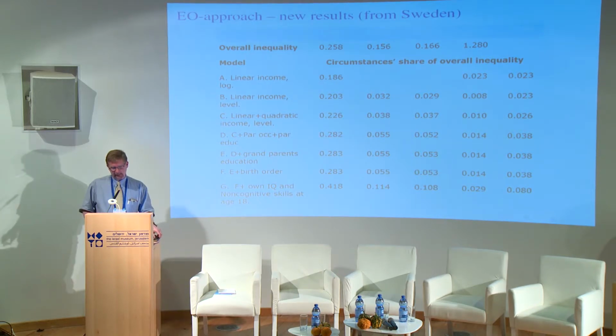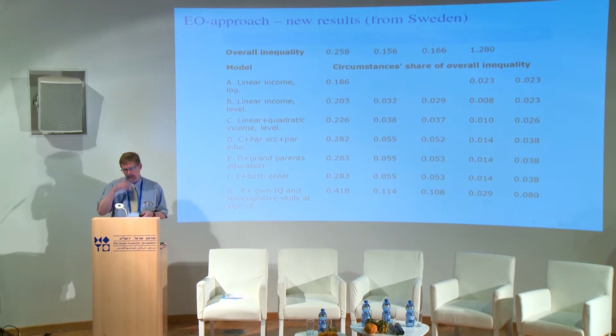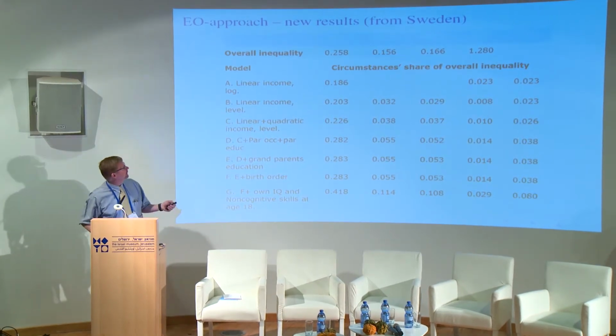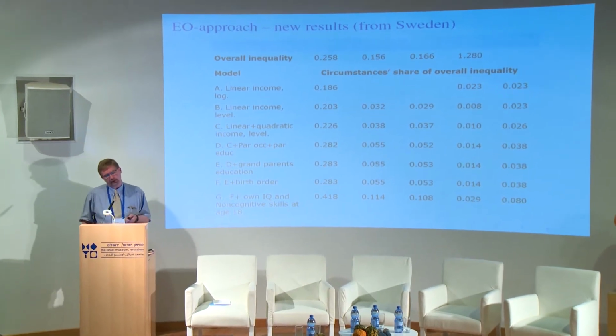But then you can extend this. So Anders and I did for Sweden, we extended some work we had done with John Romer earlier, and we can just focus on the first column here. An overall Gini coefficient of about 0.26.